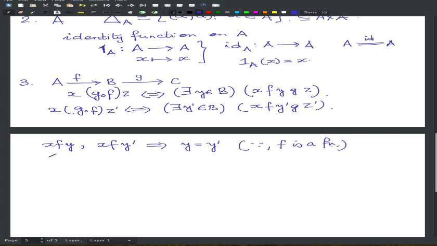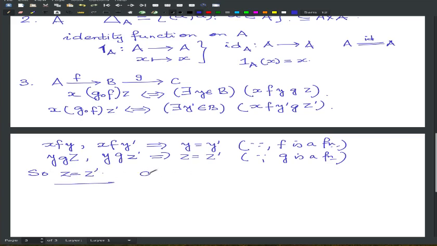And then you have told me that y = g(z) and y = g(z') forces z equal to z' by the same reason. So z is equal to z', and hence g composed f is a function. Okay? So the composite relation of two functions is a function.